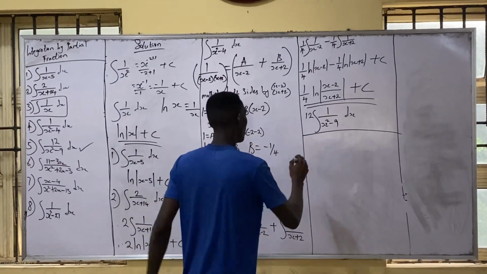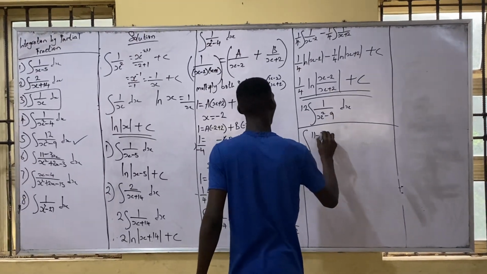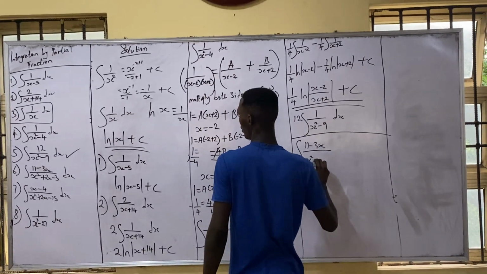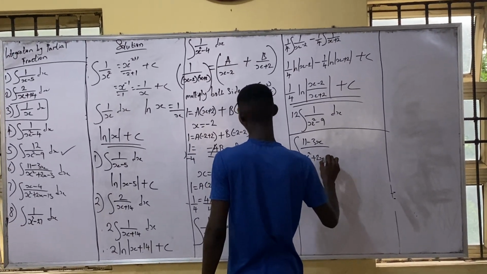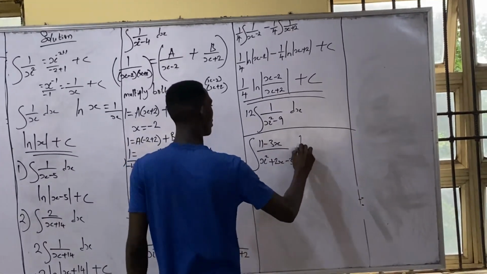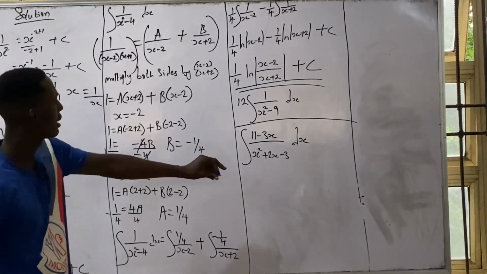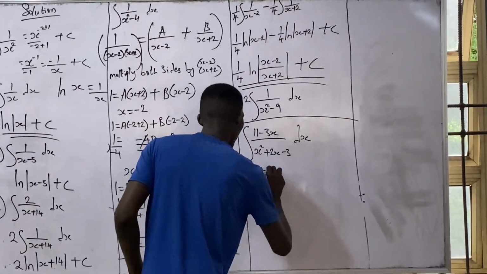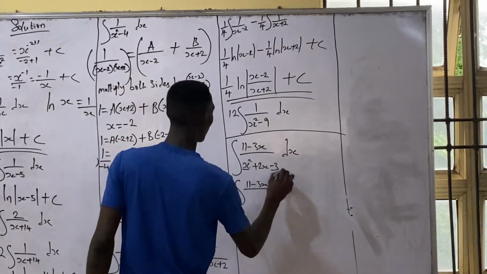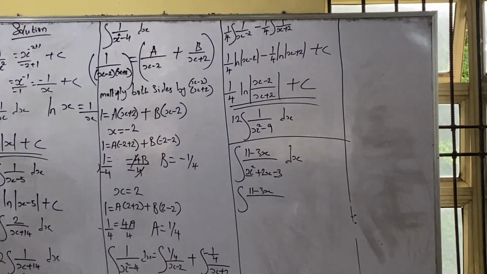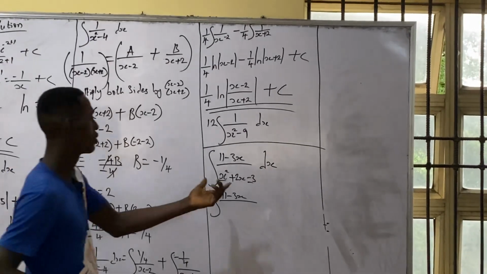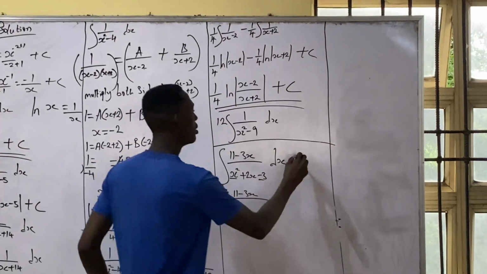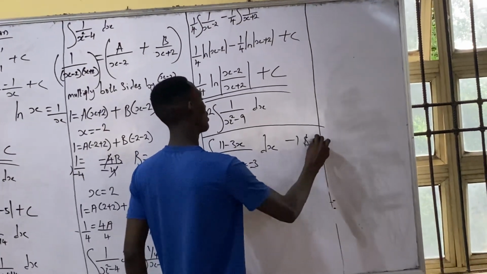Now for this part, that's the integral of 11 minus 3x over x squared plus 2x minus 3 dx. Now before I move, we can factorize this. If you factorize this, then you can write this as 11 minus 3x over. Now, what two numbers multiply to give us minus 3 and at the same time, if we add them, will give us plus 2? That will be minus 1 and plus 3.